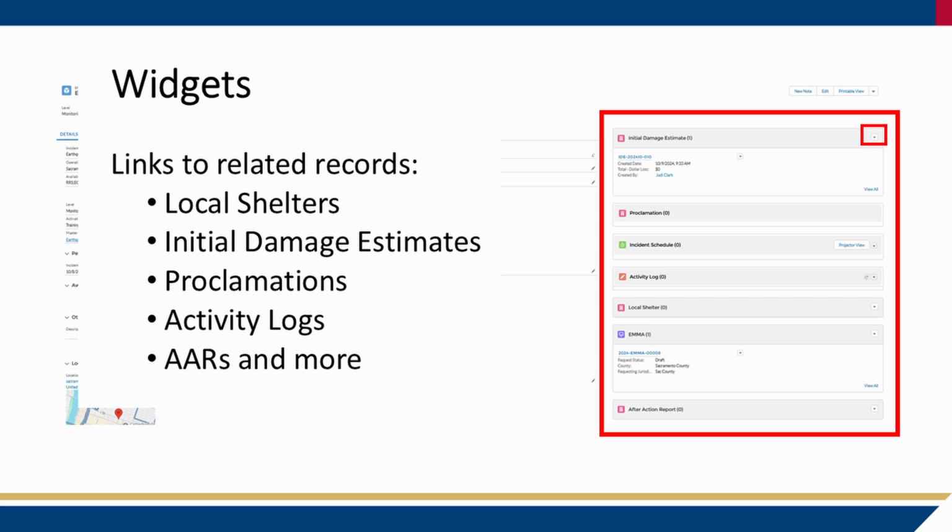The right-hand column, those are called widgets. Each of these widgets contain links to related documentation from different Cal EOC 360 applications, if created. For instance, local shelters, initial damage estimates, proclamations, activity logs, EOC schedules, EMA requests, and more. Pro tip number 4, if you create new records from the incident widgets, the incident information will be carried over. You'll see this again in the different application-focused videos.